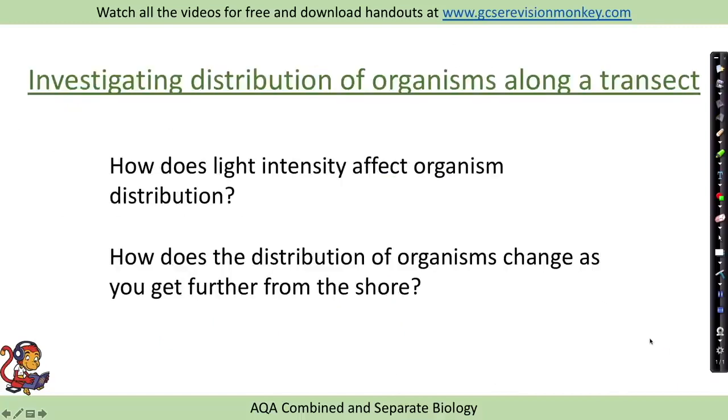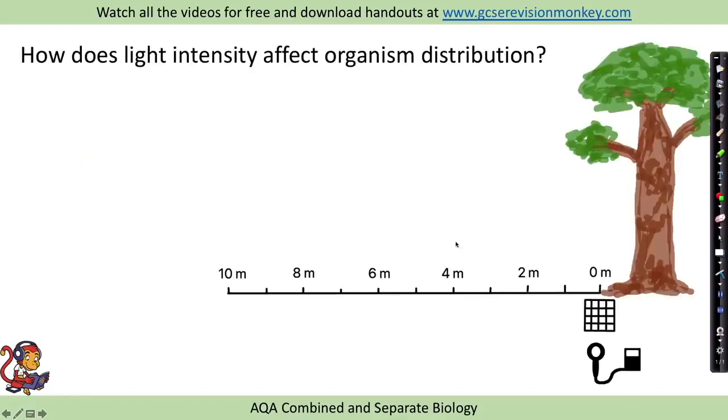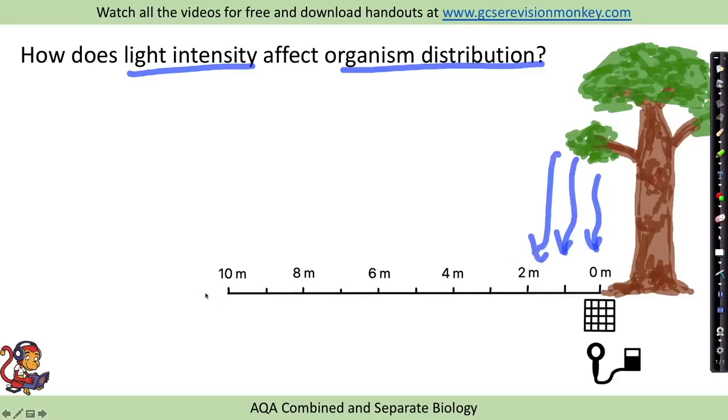Another way we could sample the distribution of organisms is using a transect. So for this we might be asked questions such as, how does light intensity affect organism distribution? Or, how does the distribution of organisms change as you get further from the shore? So let's take this example in terms of seeing how light intensity affects organism distribution. So under the tree, the organisms will be subject to more shade than further away from the tree. So we can sample the organisms at regular intervals and see how the light intensity affects their distribution.